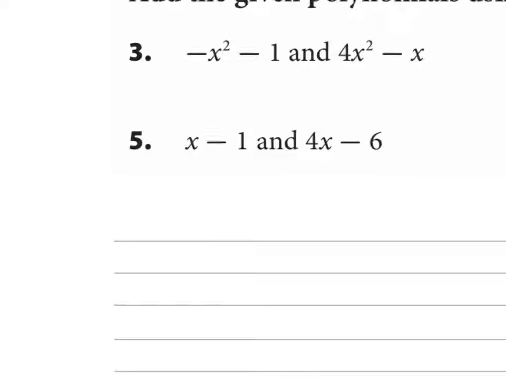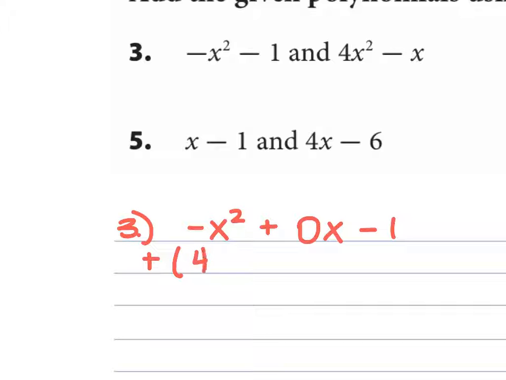Okay, so if we look at 3, we have negative x squared minus 1 and 4x squared minus x. So that negative x squared goes on top. We don't have an x, so it's just going to be 0x, and then that minus 1. Underneath, we're going to have 4x squared underneath the negative x squared, and that negative x under the 0x. And then we don't have anything that's a constant, so it's just going to be plus 0.